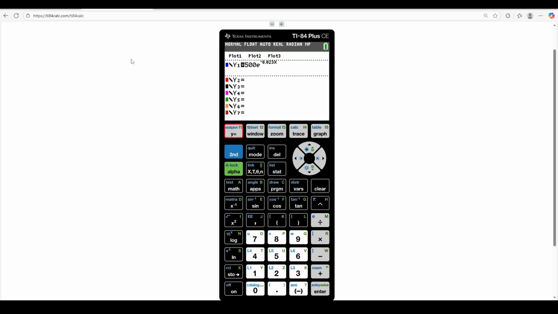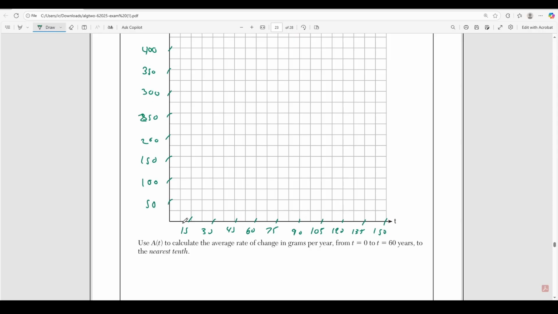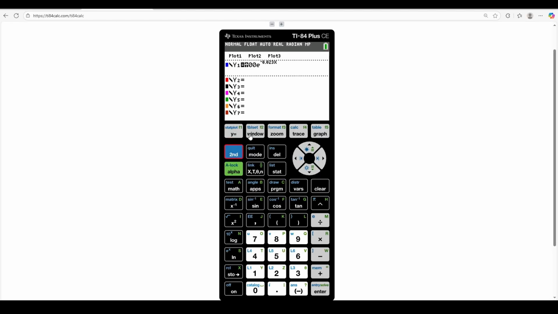What you can do here is, because each one of these points goes up by 15, you can press second table, and then change your delta table, your triangle table, to 15. What this will do is every time you press the down arrow and move down on your table, it shows you the next 15 points, or the next point that increased by 15. I'll show you what I mean by that.